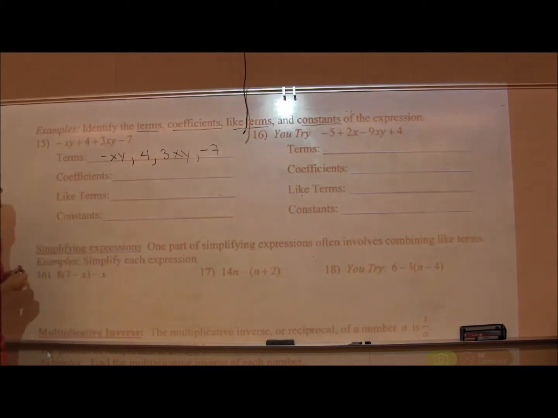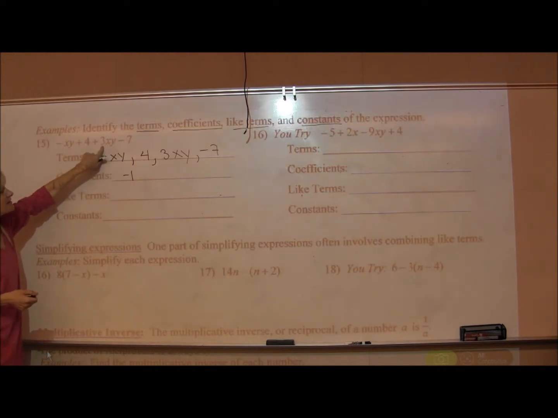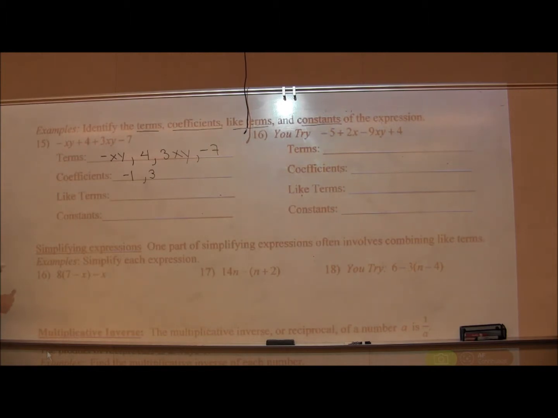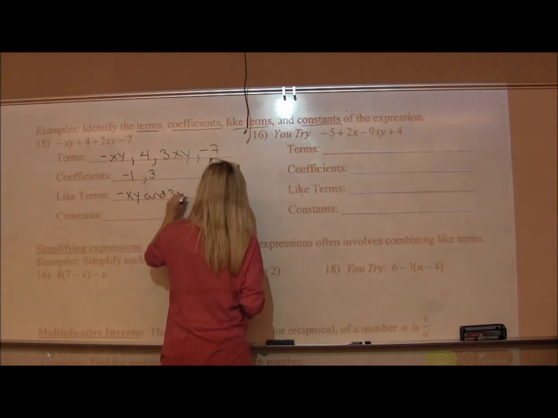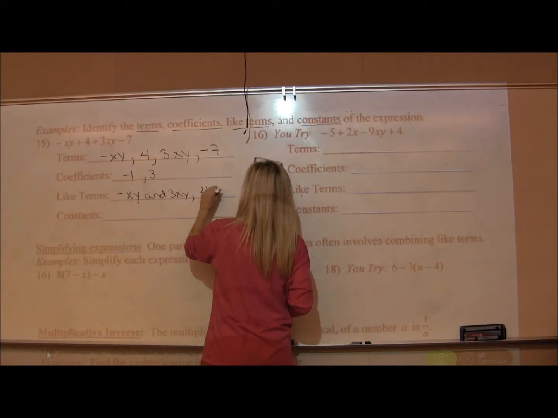Okay, what are my coefficients in this one? What's the coefficient here? -1. This is not a coefficient, it's a constant, and then we have 3. Okay, what are our like terms? Negative xy and 3xy. Do we have any other like terms? 4 and negative 7. Yep, 4 and negative 7, because those are the terms that can be combined.